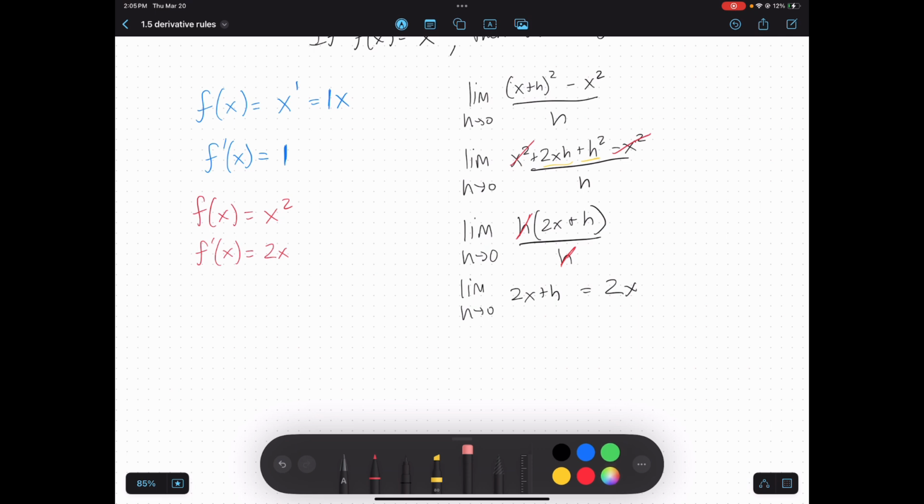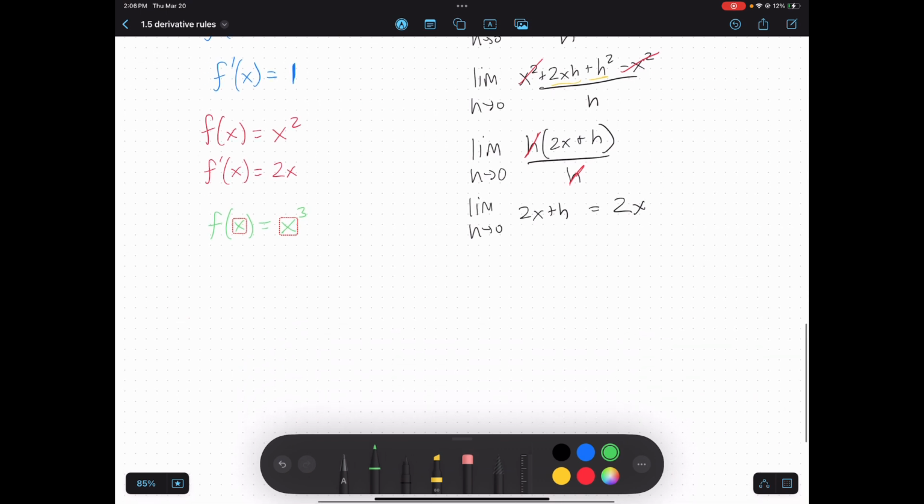Okay, now here's the last piece. Let's do x cubed. Now, if I actually walked through the process for x cubed, it would take a good amount of time. So to save us time, I'm just going to tell you what the derivative is for x cubed. Your derivative ends up being 3x squared.